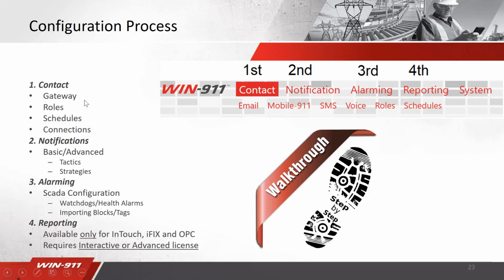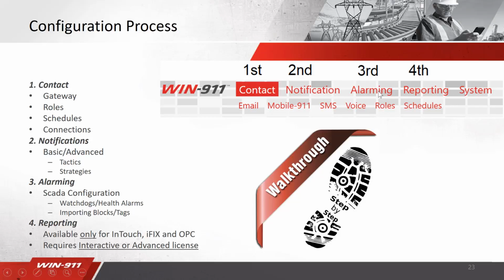So contact, you go ahead and you can configure your gateway. That's how you get to the outside world. In this example with email, it's going to be our server information and passwords and security in that. We're going to find our people with our roles, our schedules, and connections. The next tab over here, we're going to go through and configure our tactics and strategies. So we're going to find our tactics, our call-out list, and we're going to find our strategies, our policies of when to take action.